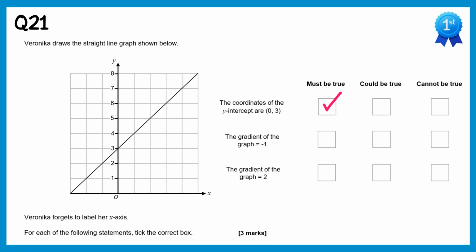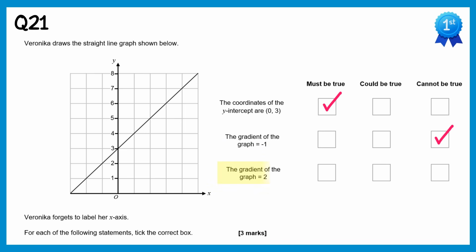Now let's move on to the second statement. It says the gradient of the line is -1. The gradient of a line is how steep it is. Now any line that's going upwards like this one has a positive gradient. If it had a negative gradient it would slope downwards instead. So the gradient of this line cannot be -1 since it must be a positive gradient. So this one cannot be true.